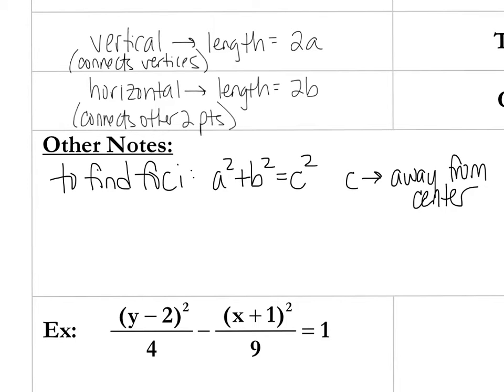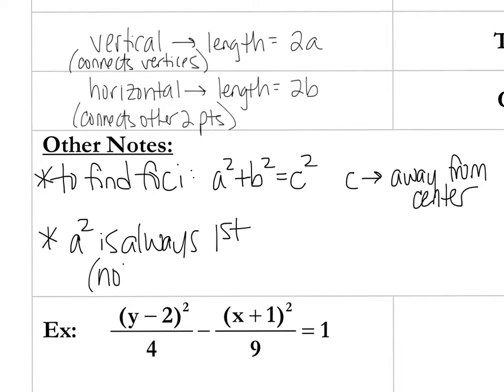So we'll do a couple graphs so that that makes a little bit more sense. So that's how to find the foci. Another really important thing, and somewhat confusing, not going to lie, the a squared is always first. And it's not necessarily always the bigger one, like it was for ellipses.